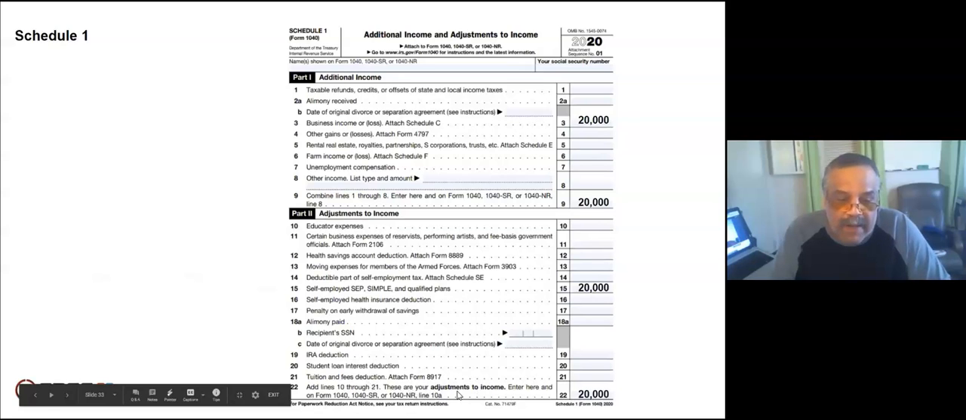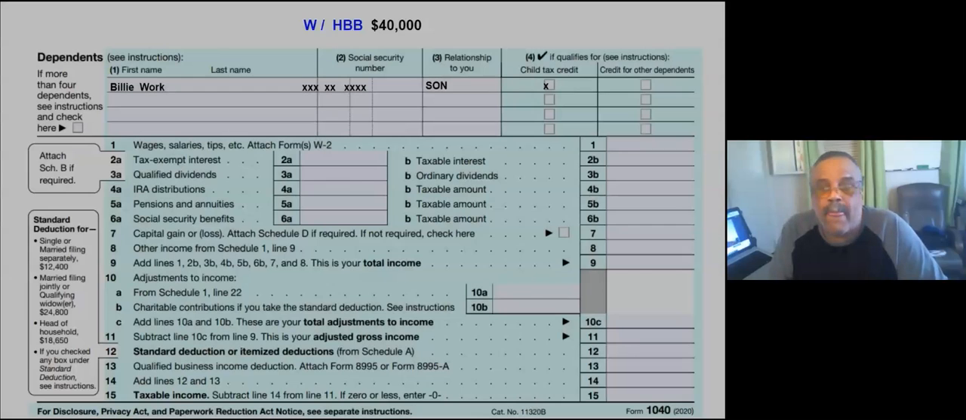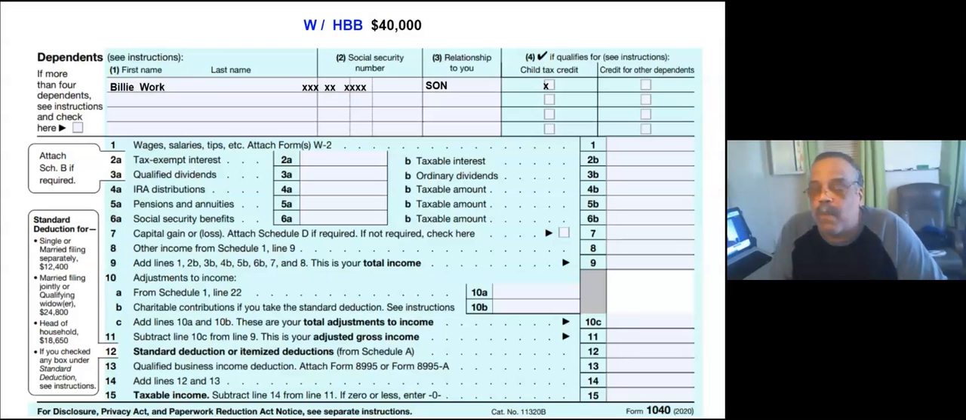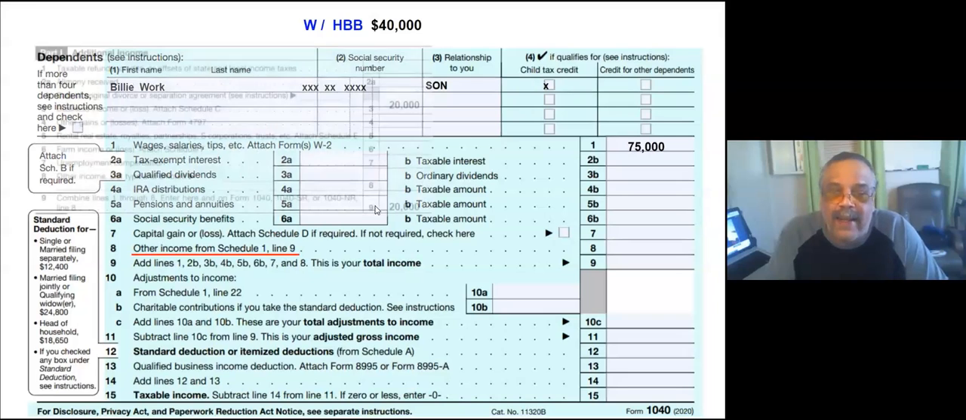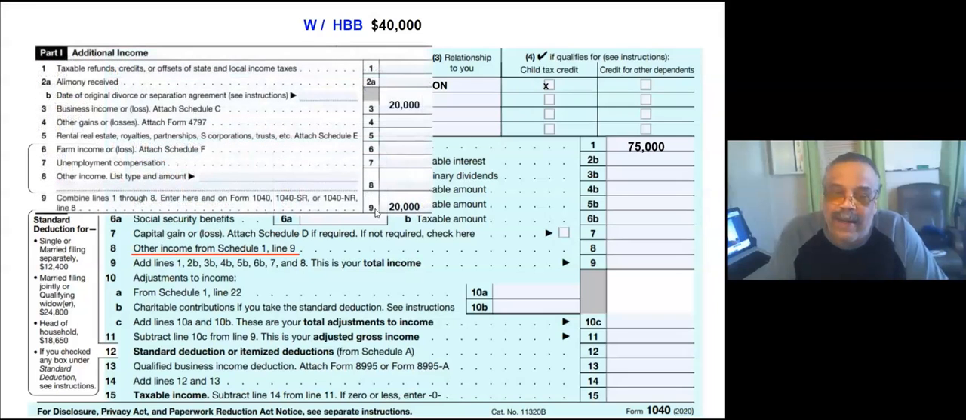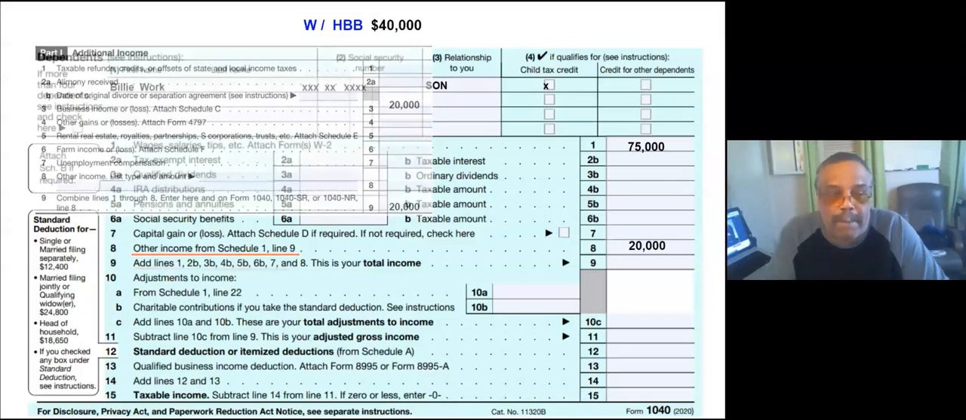And it says there, these are your adjustments to the income. Enter here and on Form 1040, line 10A. So we go back to the 1040 form and start filling out your 1040. You still make the $75,000 in your wages from your job. Okay, other income from Schedule 1, line 9. You go back to Schedule 1, line 9, and get your $20,000. Put that on your 1040 form.